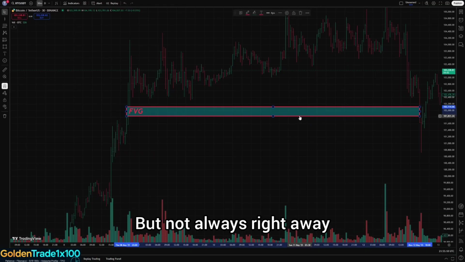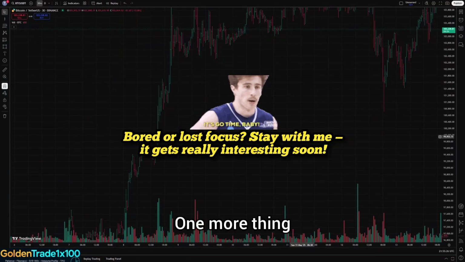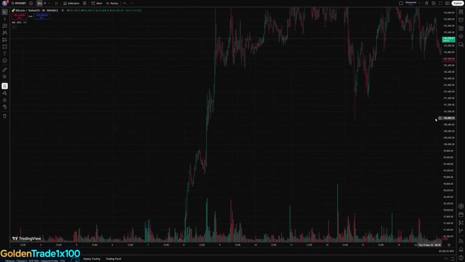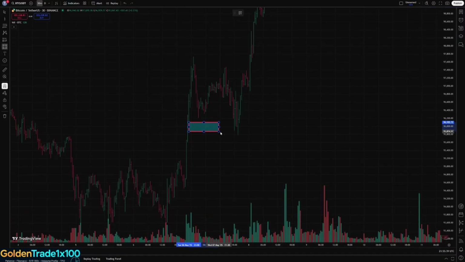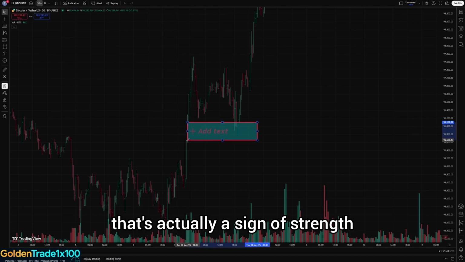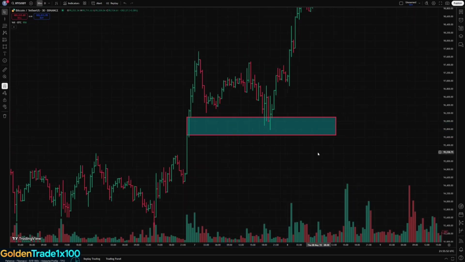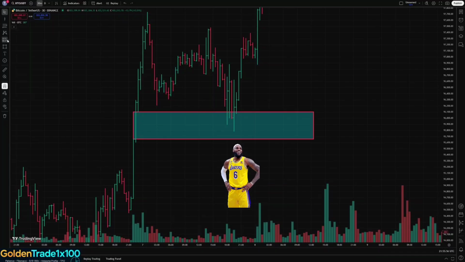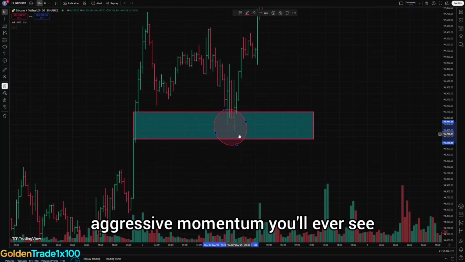But not always right away. And not always completely. One more thing, and this is crucial. If a fair value gap or single print doesn't get fully filled later, that's actually a sign of strength. It shows the market didn't even need to rebalance. It just kept pushing. It's one of the cleanest confirmations of aggressive momentum you'll ever see.